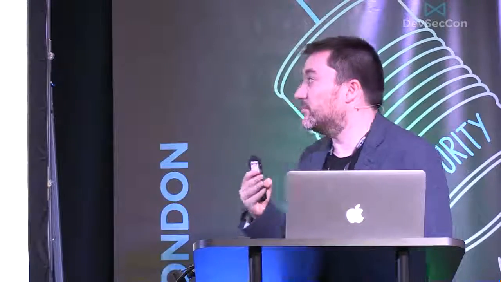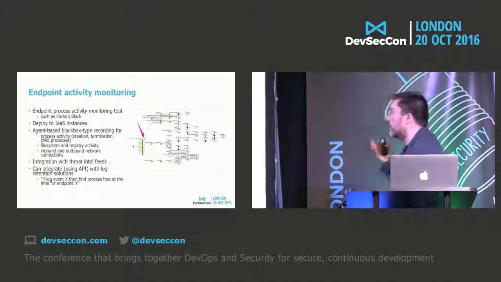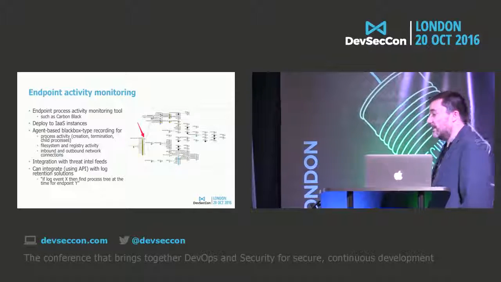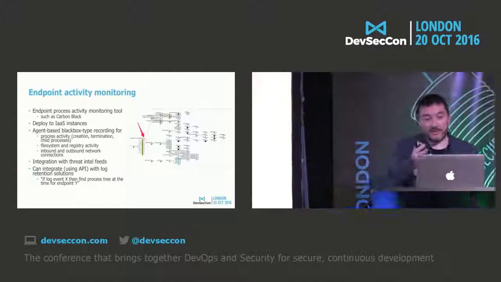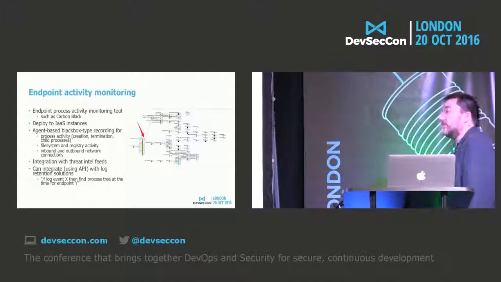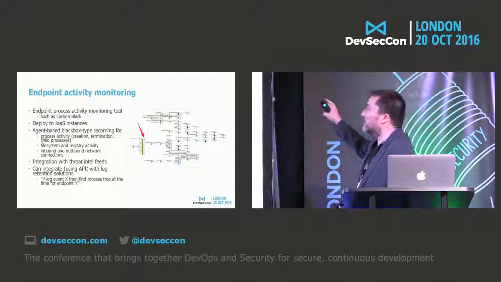And for every process, what are they doing? Are they writing to the file system? Are they changing system configuration or registry? Or are they accepting or making network connections? And it will keep the relationship between everything. And then, for example, Carbon Black can do threat intel feed integration, so it will tag anything which matches an indicator of compromise. So you can really go back in time.